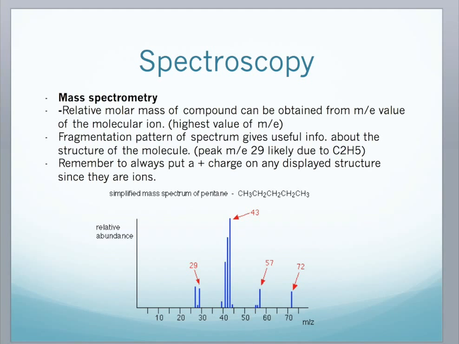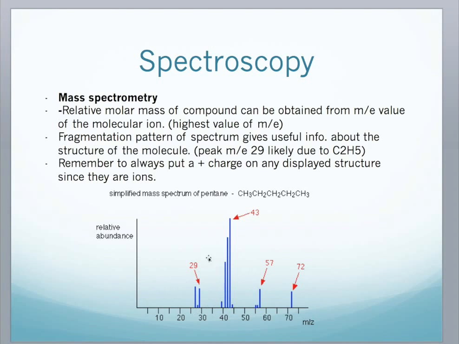You might also be given some data from mass spectrometry or infrared. The relative molecular mass of a compound can be obtained from the mass to charge value of the molecular ion, so that would be the highest value of the mass to charge. You also look out for the fragmentation pattern of the spectrum, which can give you very useful information about the structure of the molecule. For example, down here I've put a mass spectrum of pentane, which contains 5 carbons, and it's an alkane, so there are no double bonds.